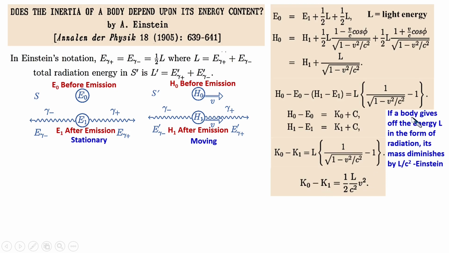So one can write that if a body gives off energy L in the form of radiation, its mass diminishes by L by C square. The mass appears in this kinetic energy, like half m v square. So one can write m is equal to L by C square, that is E is equal to mc square. So this is the famous Einstein's E is equal to mc square equation, and I have done it very briefly. So please go through this paper to understand the philosophical part of it.